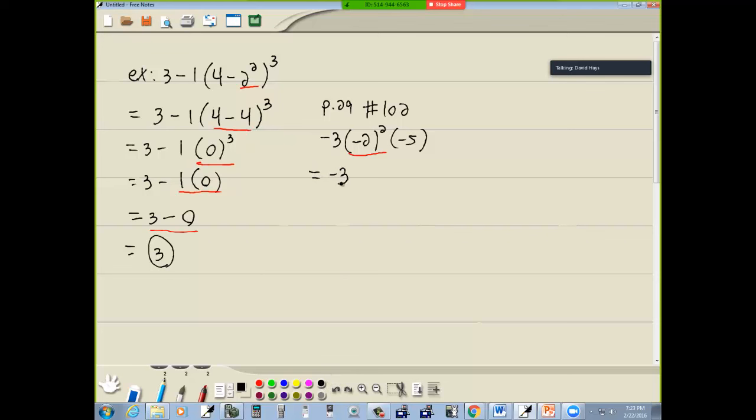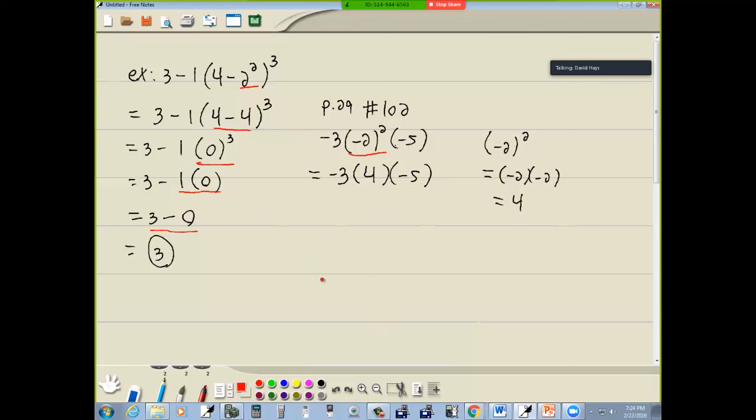So negative 3 carries down. And negative 2 squared, if you want to do it over on the side, then that'd be fine. Negative 2 squared is negative 2 times negative 2. Remember, a negative times a negative is a positive. So we're going to replace that with a positive 4. And then the negative 5 carries down. Notice I've kept the parentheses there to indicate multiplication, because the negative 3 next to the parentheses indicates multiplication, and these two next to each other indicates multiplication.